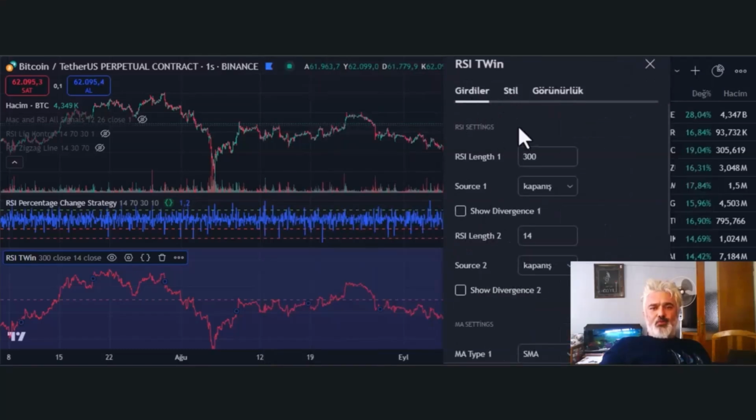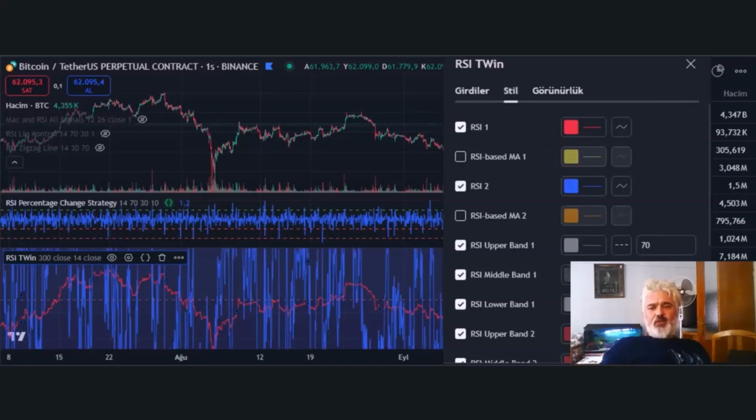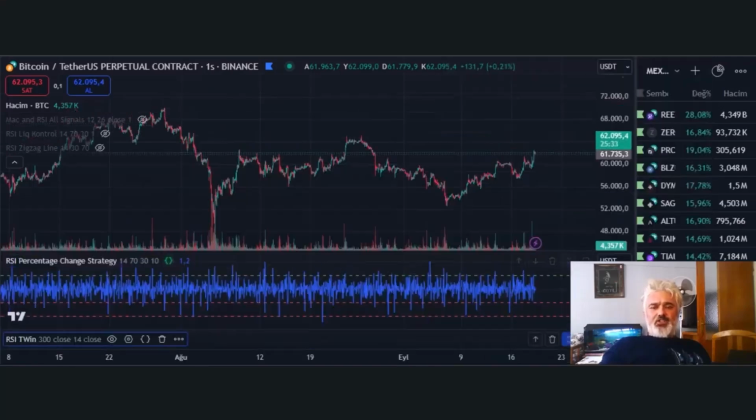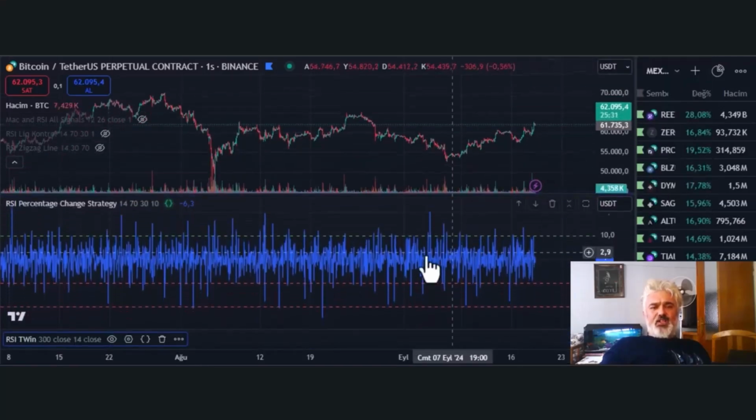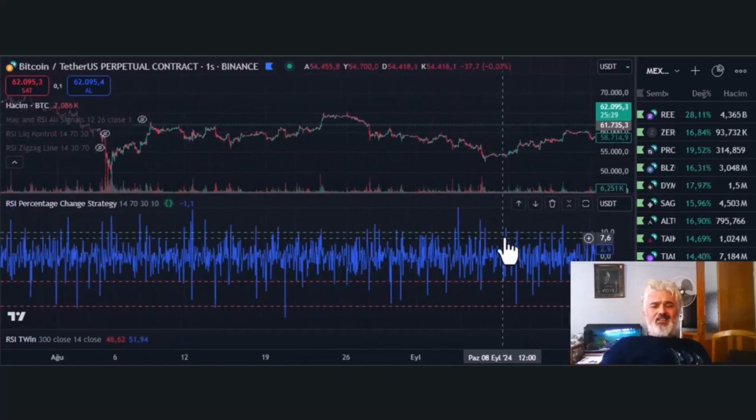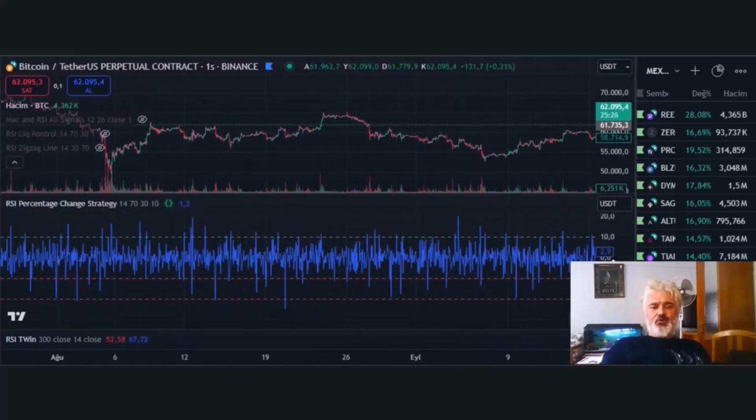You can leave the other indicators as they are. Keep the 14-period RSI. It will give you a general idea. But if you want to measure the real strength, you need to use it this way.